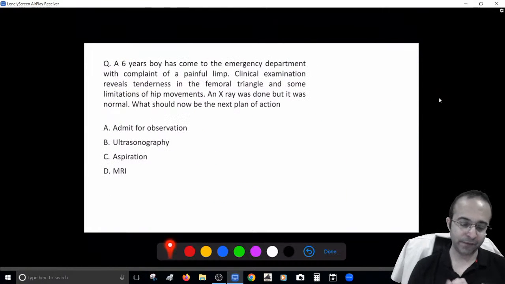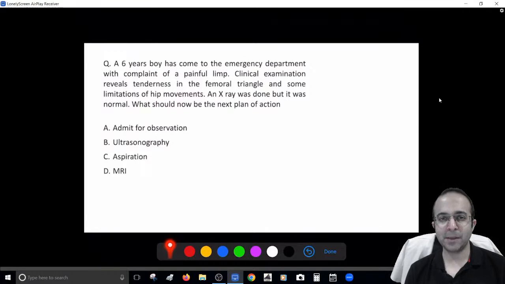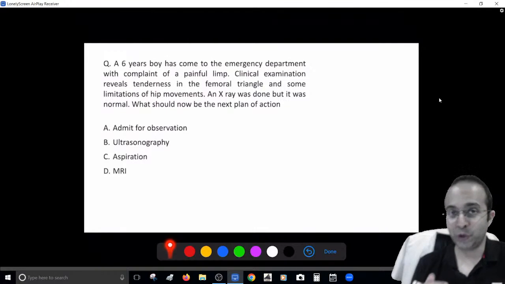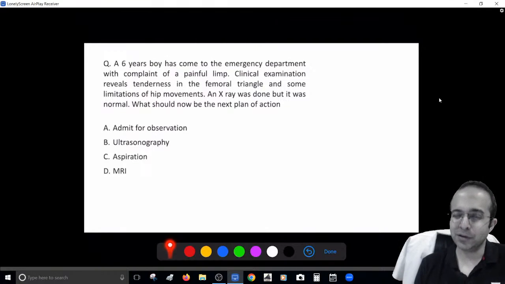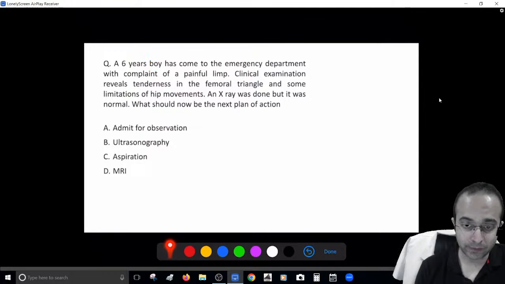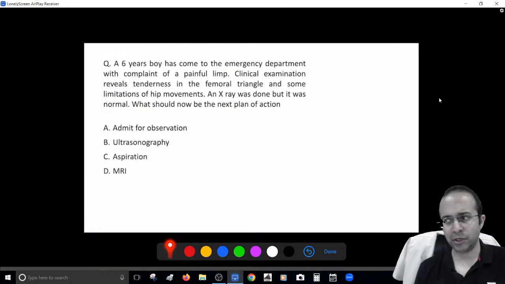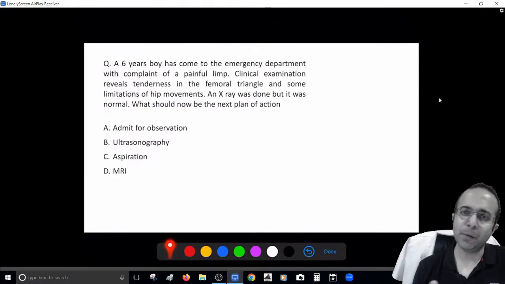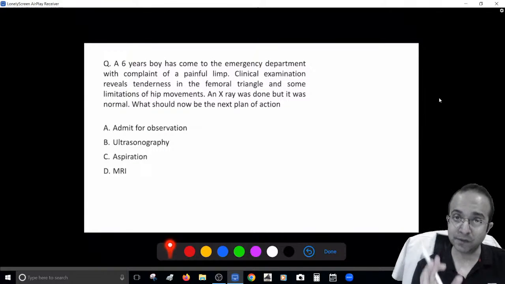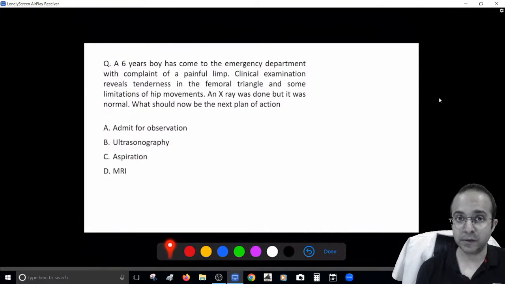Perfect enough. And before I just wrap up the session for today, one last question, one very nice question, because now you are a little more tuned, so I can take the questions to a little next level, a little higher level, a little difficult level. A 6-year-old boy comes to the emergency department with a complaint of a painful limp. Very common scenario. The moment these children develop a painful limp, parents get very apprehensive, at least when it's a matter concerning a child. So they will rush to the emergency department, even in the middle of the night.